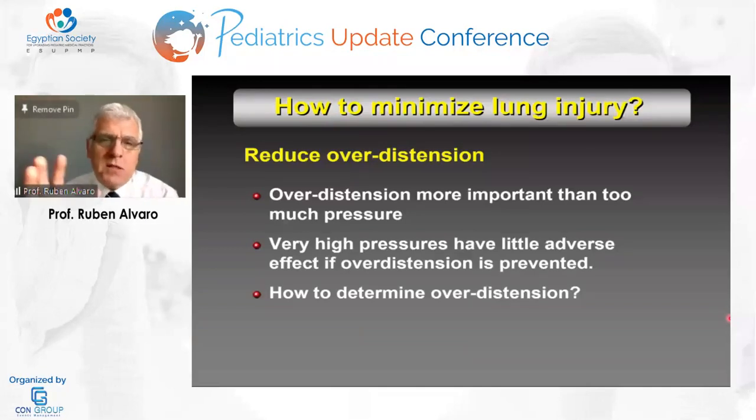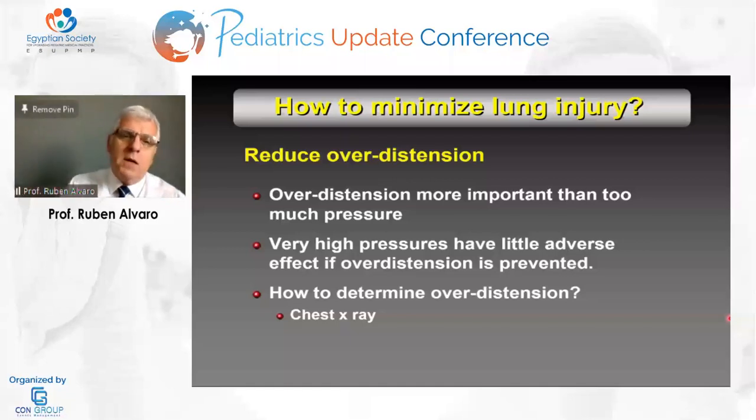Well, we have different things that we can use to know if we are overdistending the lungs. First one is a chest X-ray. Looking at the chest X-ray, look at how many ribs of lung expansion you have, the shape of the diaphragm, and the shape of the heart to see if you're compressing the heart. This will give you a good idea if you are overdistending. But that usually only detects significant overdistension.